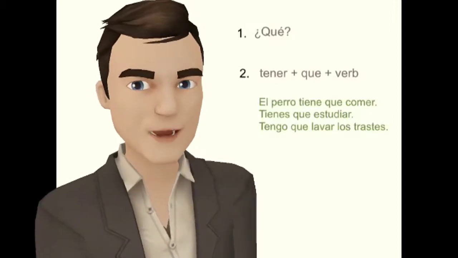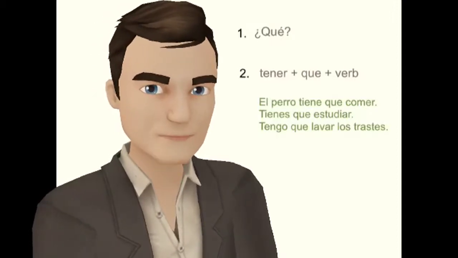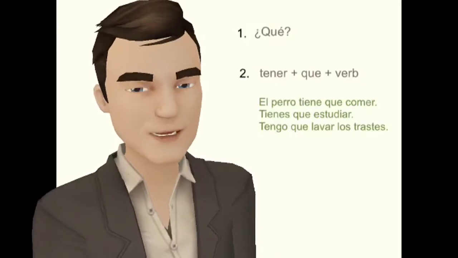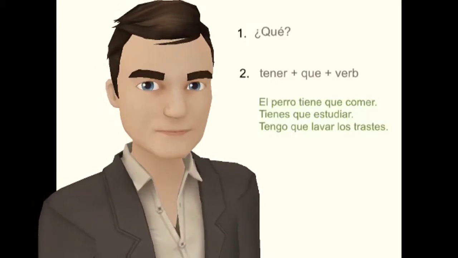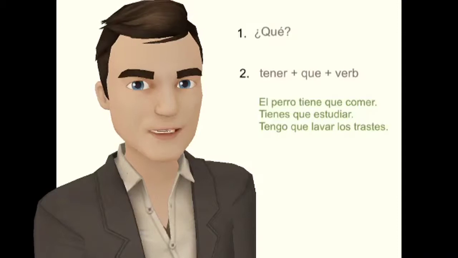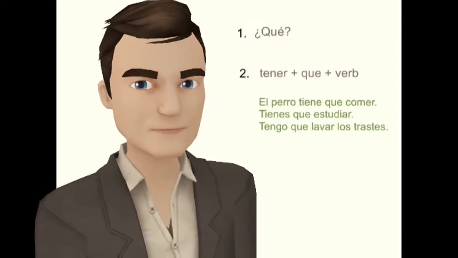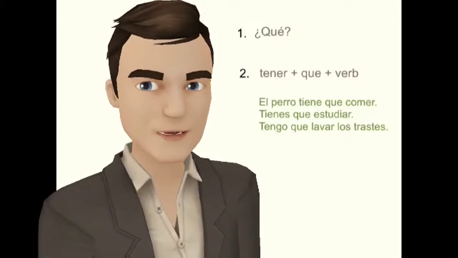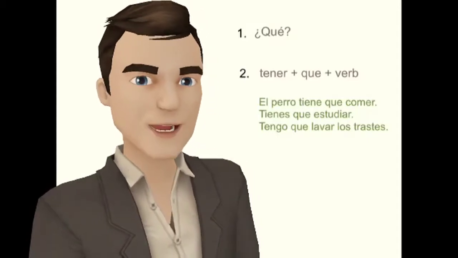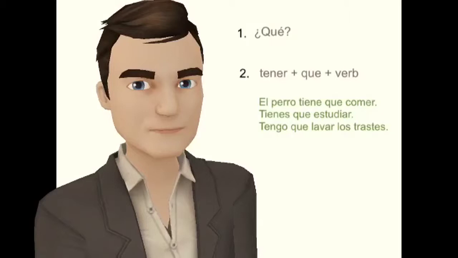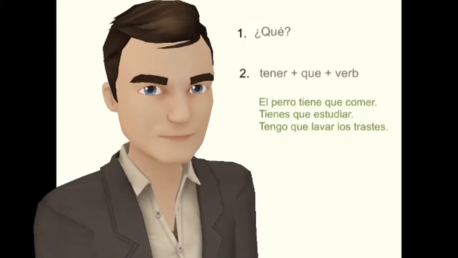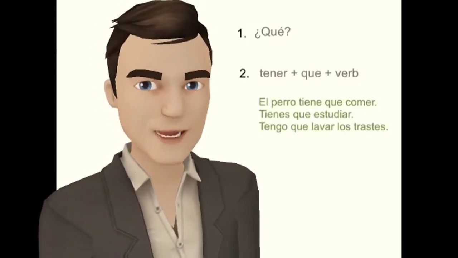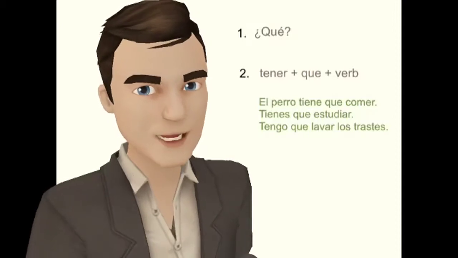You have also learned to use que as part of a verb phrase superduo with tener to express something that has to be done, like el perro tiene que comer, the dog has to eat, or tienes que estudiar, you have to study, or tengo que lavar los trastes, I have to wash the dishes.